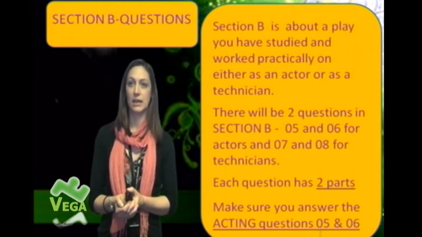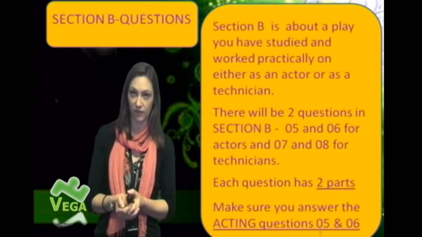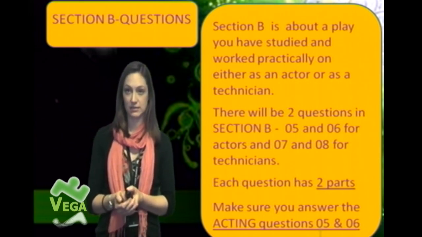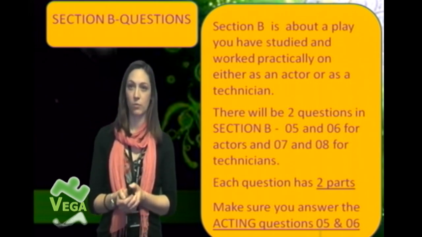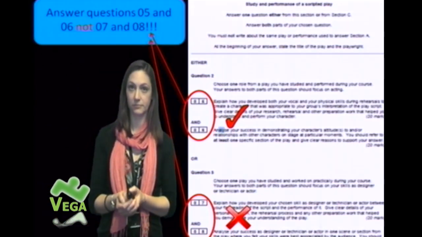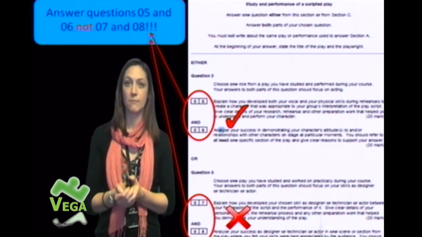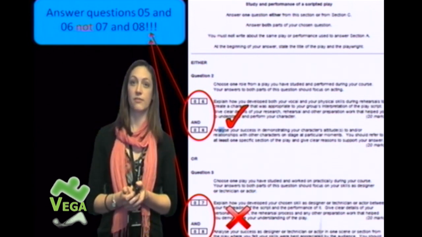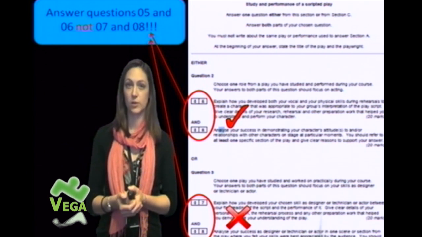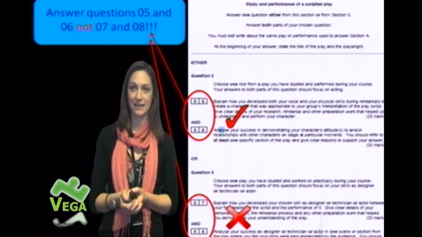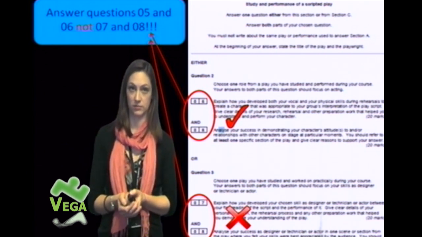Make sure you remember that each question has two parts, either 5 and 6 or 7 and 8. Make sure that you think about which questions you are answering. Your question paper will look like this: 5 and 6 at the top, 7 and 8 at the bottom. As I've already said, most of you will be answering 5 and 6, where there's a tick. That is because the majority of you have talked about acting the whole way through your course.